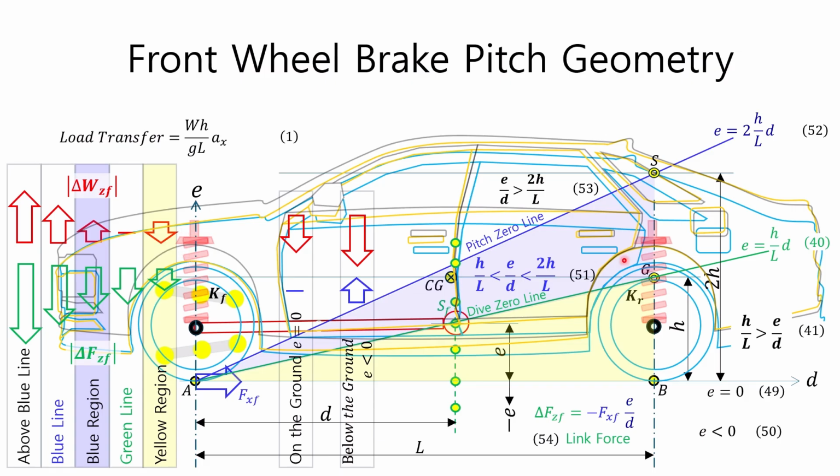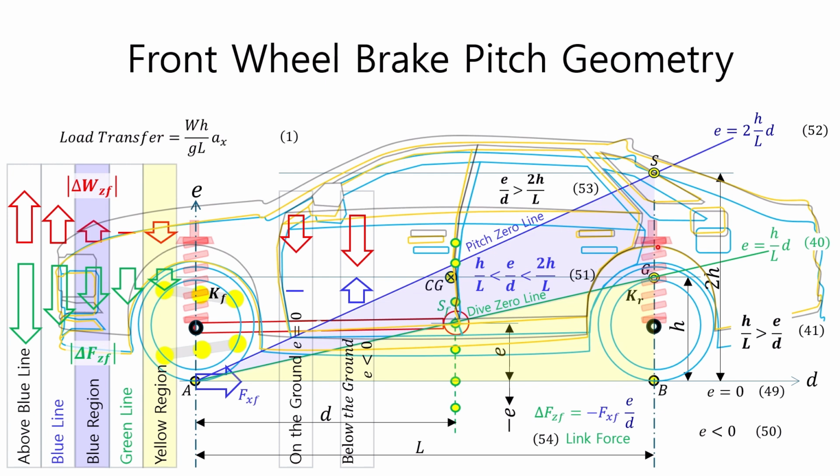If the virtual reaction point is located on the road surface, the height of the virtual reaction point, E, is 0, so the link force is 0, and delta WZF acts as a force compressing the spring. In this case, the decrease in front ride height is equal in magnitude to the increase in rear ride height.